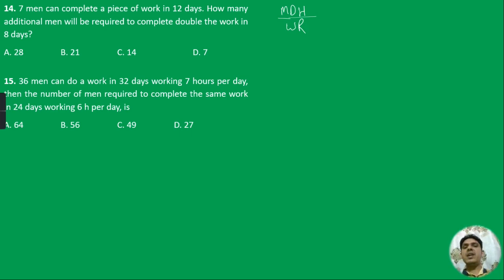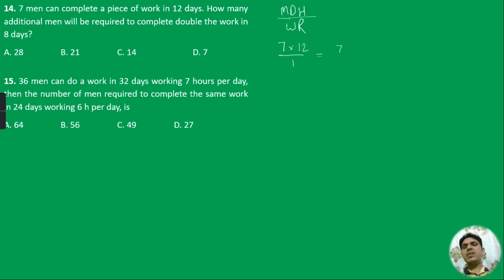MDH by WR, or we can say it as M1 D1 H1 divided by W1 R1. Right? M1 D1 H1 divided by W1 R1. Now he is saying that 7 men complete a piece of work in 12 days. So 7 men can complete one work in 12 days. How many additional men will be required?